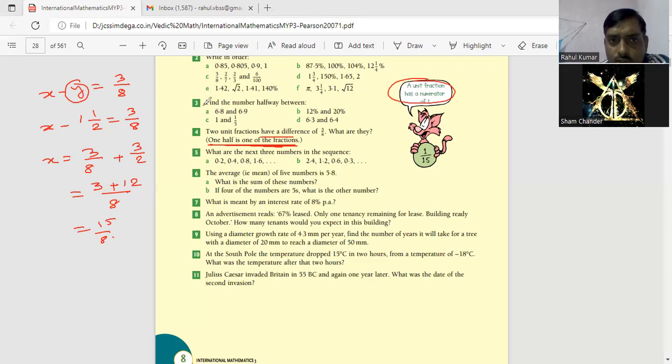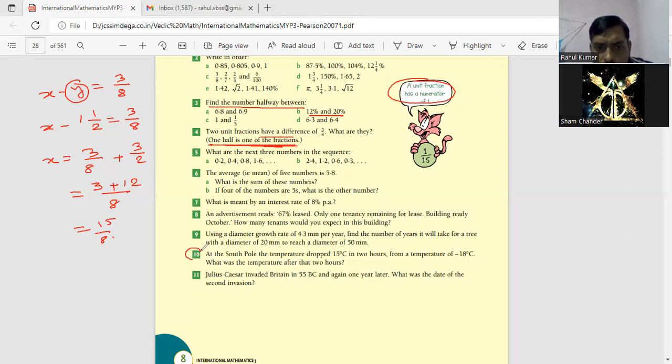Now just check it. Question number 3. Find the number halfway between 12% and 20%. What is the halfway? 16%, sir. Yes, 16% is the halfway. Good.